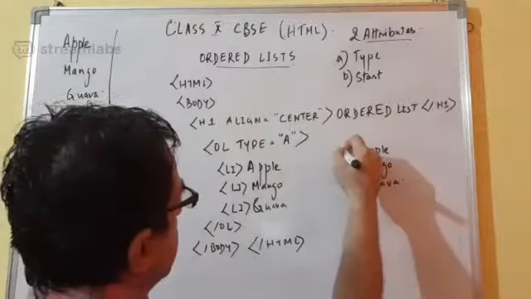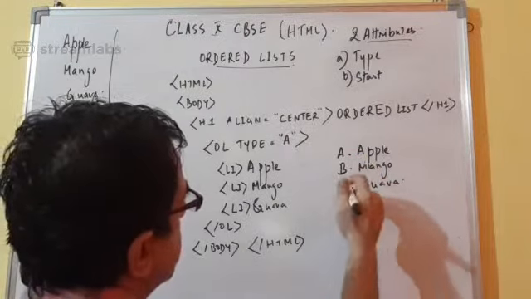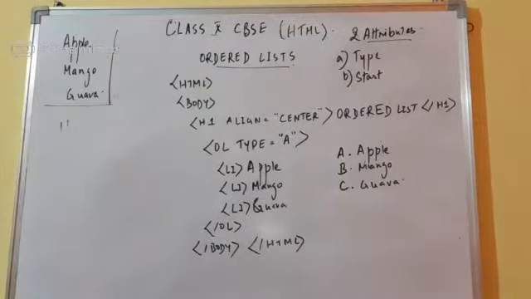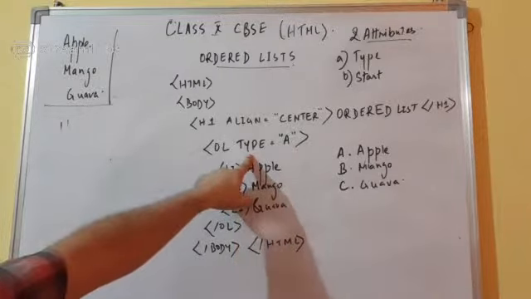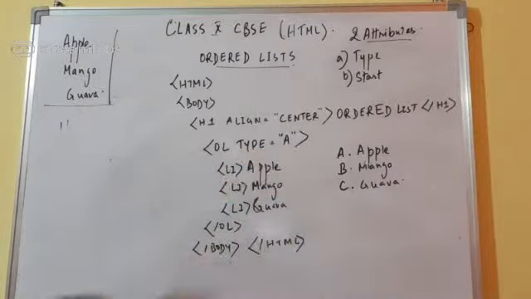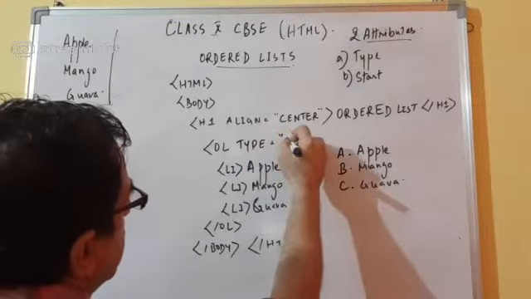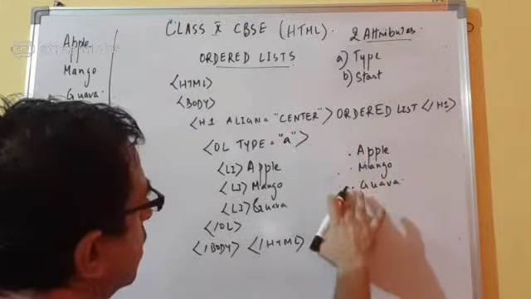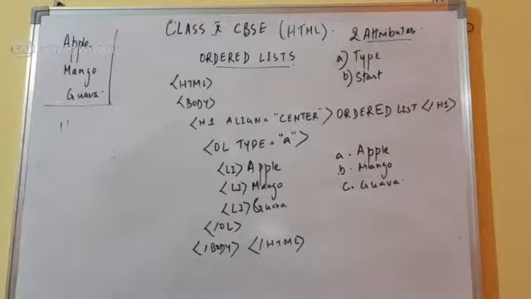Like this will be A, this will be B, and this will be C. So only by attaching this particular attribute, along with the desired alphabet with which you want to start, the list will start like that. Now if you represent small a here, then here will be a, it will be b, and this will be c.